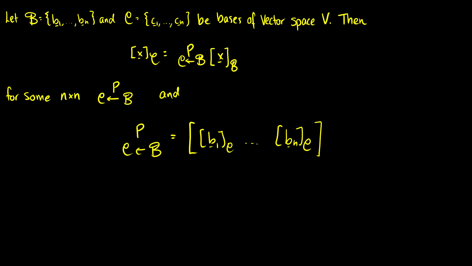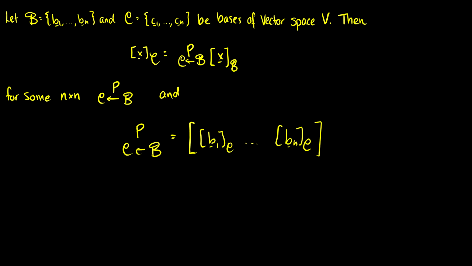Today we'll introduce the concept of the change of basis matrix, and this is not to the standard basis. Let B equal B1 through Bn and C equal C1 through Cn. They're both going to be distinct bases of some vector space V.